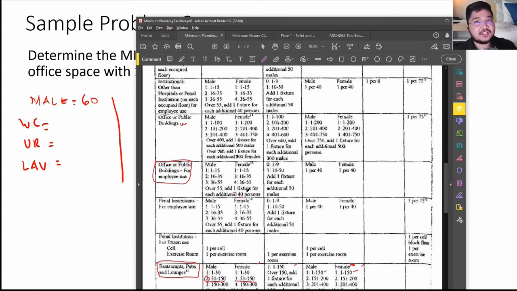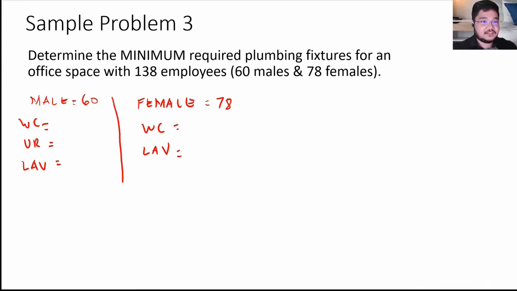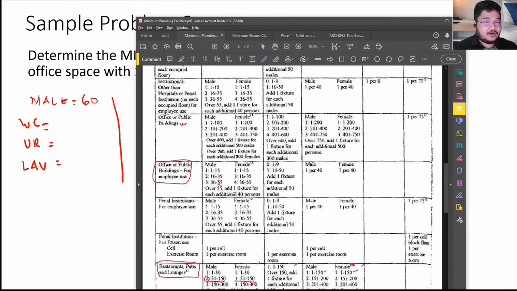But of course, if the surplus after the first 55 is 80 persons, then of course we're going to add 2, because for each additional 40, 80 divided by 40 is 2. But since the surplus is only 5, that's less than 40, so we're just going to add 1. Okay, so for the male water closets, that is 4.